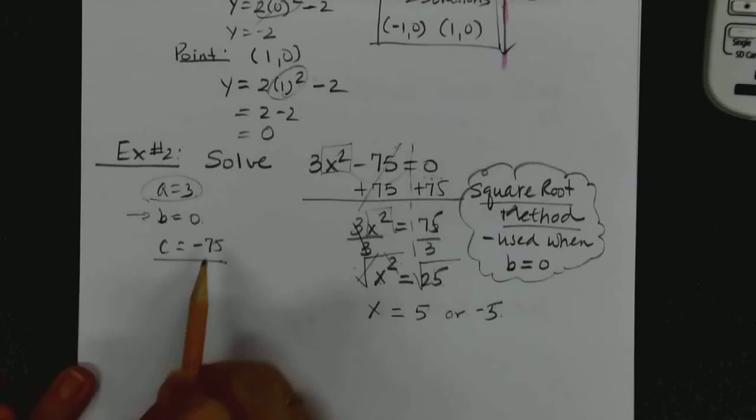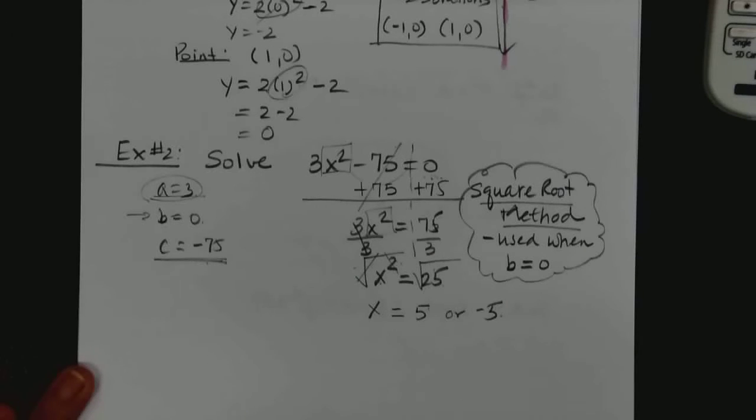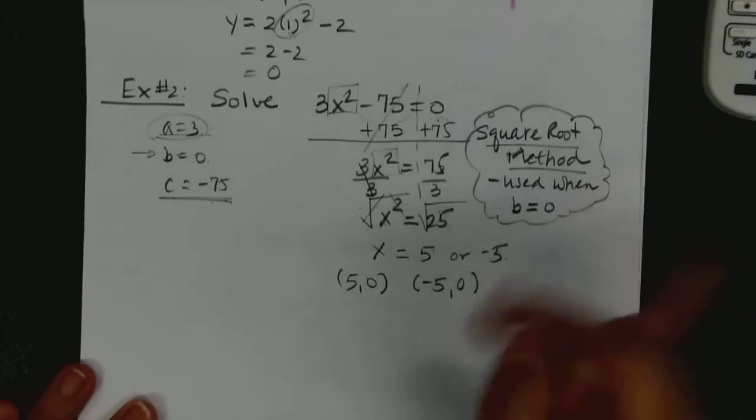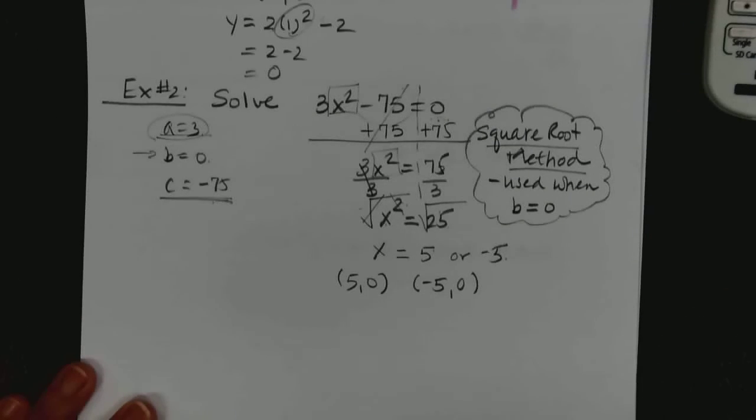And what do we say when A is positive and C is negative, how many solutions do we have? Two solutions. So my answers are (5, 0) and (negative 5, 0). That's where this parabola crosses the x-axis, at those two x values. So those are my solutions.